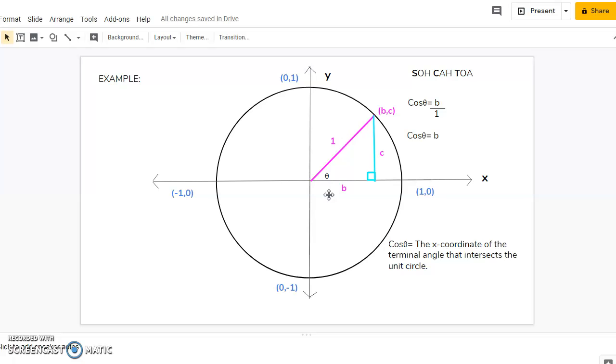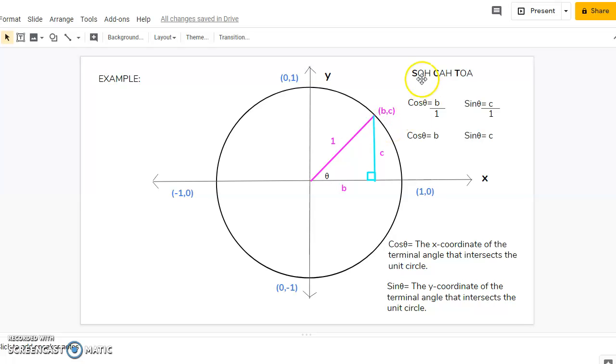First, using SOHCAHTOA, when we refer to theta, cosine of theta: cosine is adjacent over hypotenuse, so your adjacent, B, over hypotenuse, 1. B over 1, we get cosine equals B. With that being said, when we look back at this ordered pair, cosine is your x value. So here's the definition: cosine is the x-coordinate of the terminal angle that intersects the unit circle. This is the terminal angle, so it's the x-coordinate of that angle that intersects.